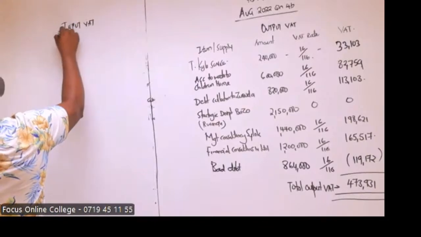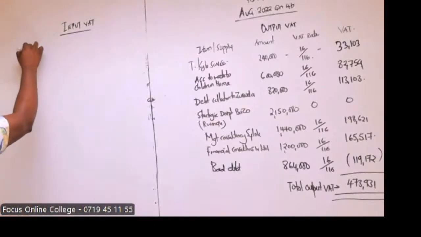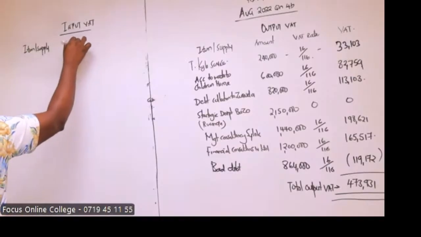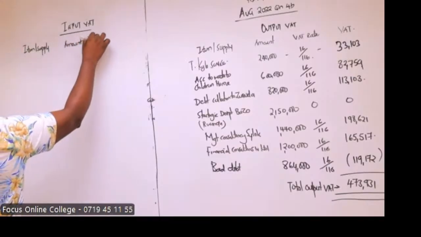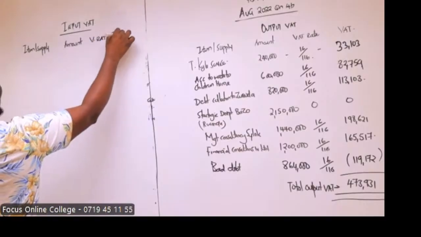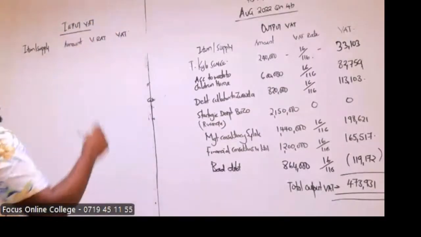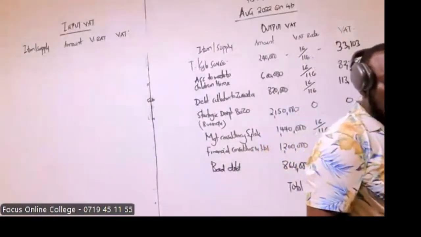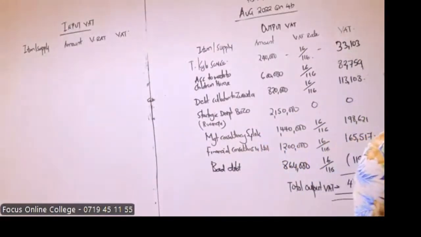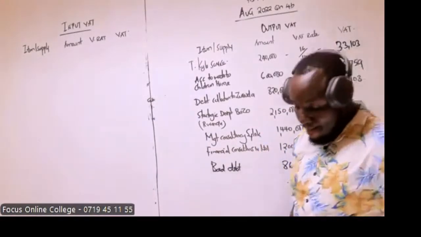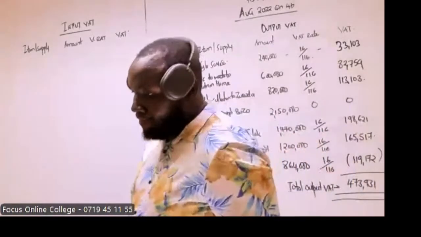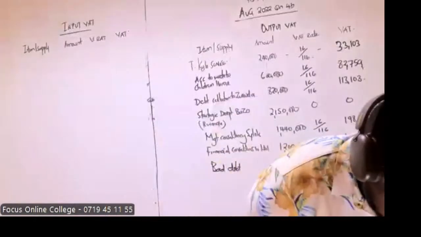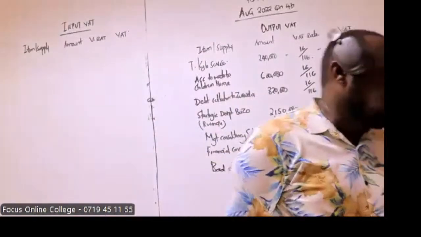Input VAT. So we have what we call the item, the supply amount. We have the amount, we have the VAT rate, then we have the VAT. Give me a yes if we are together. So we move to the output.